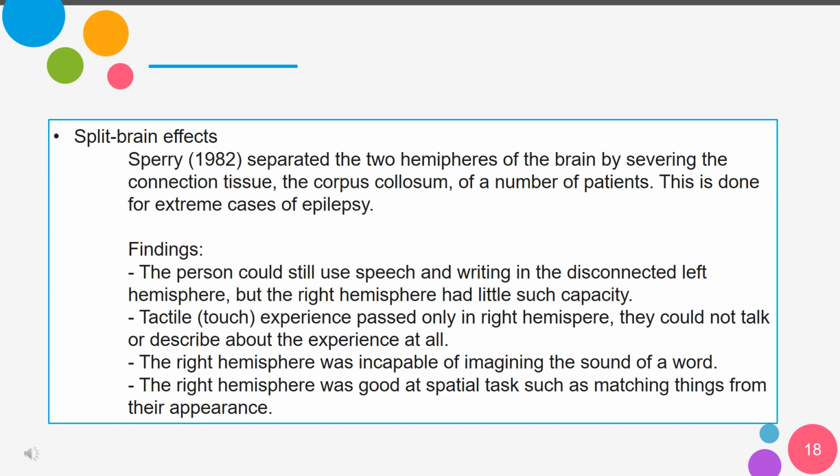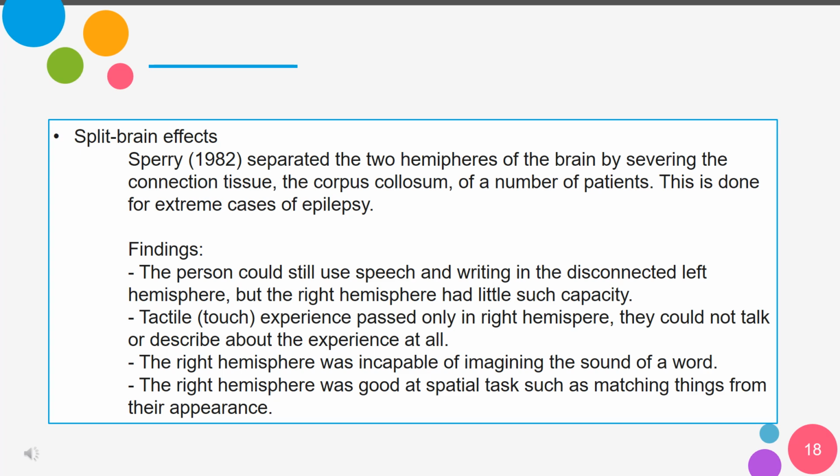When tactile or touch information passed to the left hemisphere, split brain patients were completely capable of verbally describing objects and talking about things they had just touched. If the touching experience passed only to the right hemisphere, they couldn't talk or describe the experience at all.